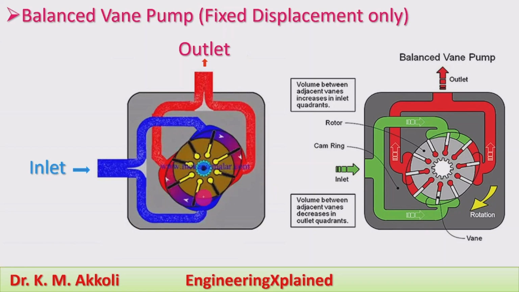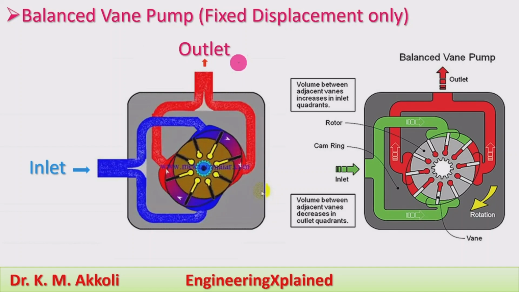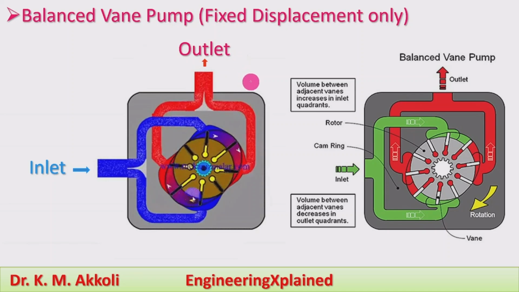Due to that, the balancing of the force which will be acting on the rotor takes place by making two inlets and two outlets. We can see here there are two outlets, and here the higher pressure will be there at the outlet, and those are also balanced. Thereby the forces on the pump are balanced, and totally the pump will be balanced. That's why it is called a balanced vane pump. It will be delivered from the two outlets, and those are connected together to make the fluid flow to the system.